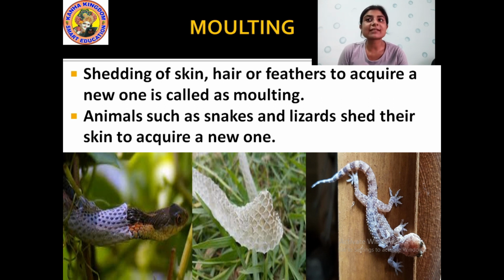Animals such as snakes and lizards shed their skin to acquire a new one. Can you see the picture? The snakes and the lizard, they shed their skin, so that in place of that skin, a new skin will grow on their body. That process is called molting. Okay?